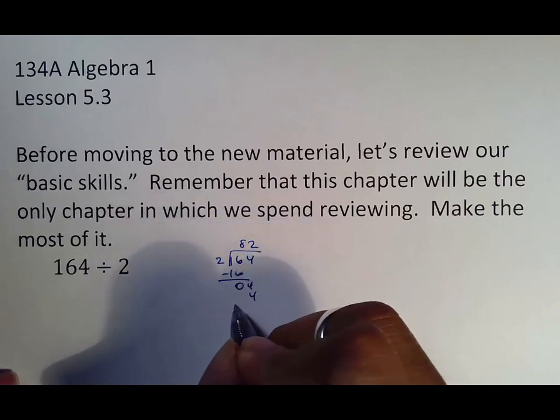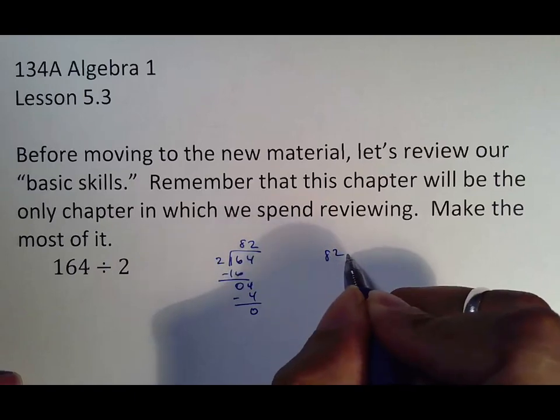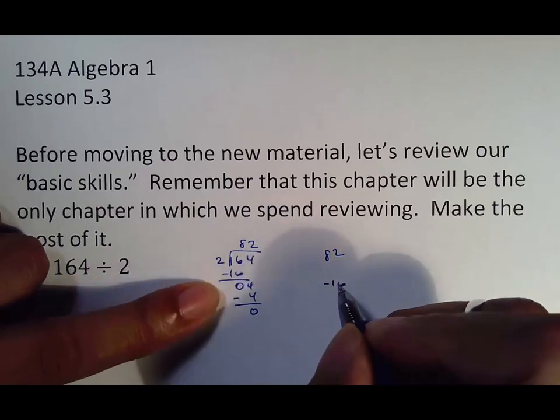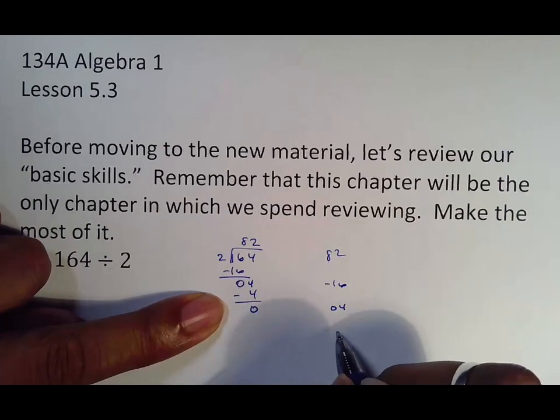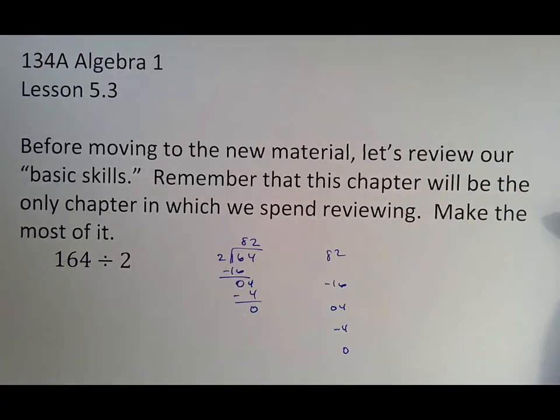2 times 2 is 4. Subtract, getting 0. Your first line is 82. Your second line is negative 16. Your third line is 04. Your fourth line is negative 4. Your fifth line, 0. You literally just write it down as you see it to ensure that you get everything you're supposed to get. Okay.